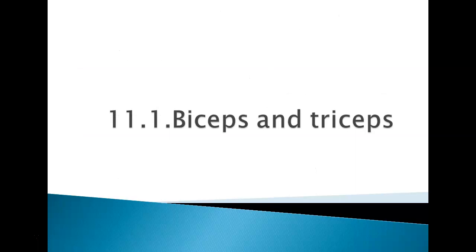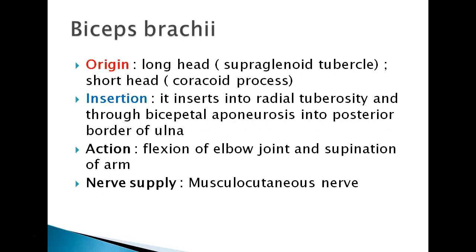So next we go to the other competency, that is the biceps and triceps muscles. Coming to biceps muscle, normally muscles are discussed in 4 parts, that is origin, insertion, action and nerve supply. So first we start with the origin of biceps. It has two heads. Long head takes origin from supraglenoid tubercle and the short head takes origin from coracoid process.